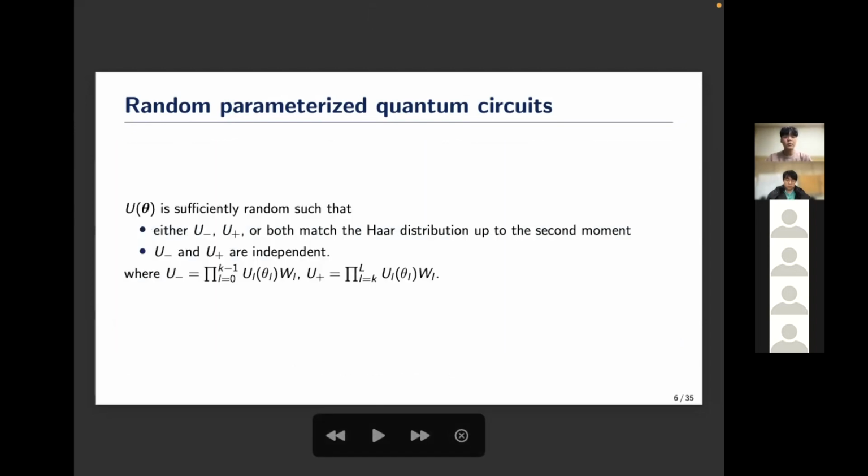There are two assumptions on U(theta). That is, U(theta) is sufficiently random such that either U minus, U plus, or both match the Haar distribution up to the second moment. It means they are unitary 2-designs. Another assumption is that U minus and U plus are independent. U minus is the first K layers of the circuit, and U plus is the remaining layers.